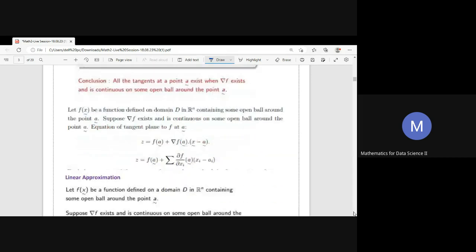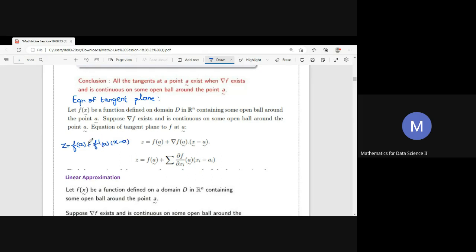Now, what is the equation of tangent plane? So this is the equation of tangent plane. It is given. So this is much easier to remember, because in the case of one dimension, the equation is very simple like this.